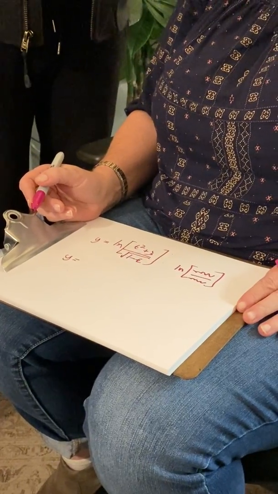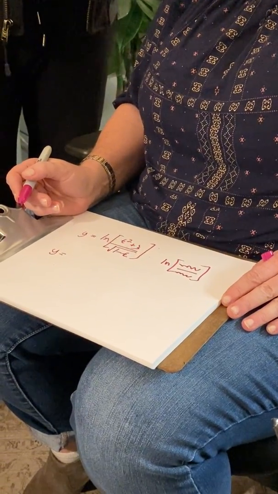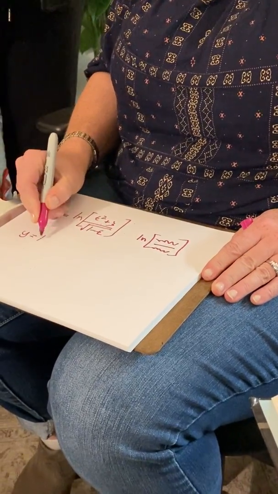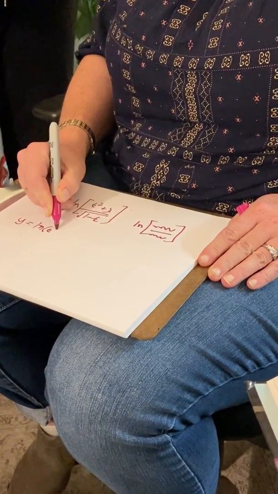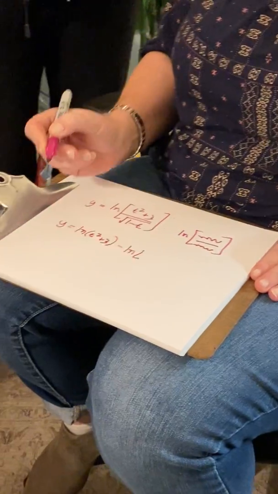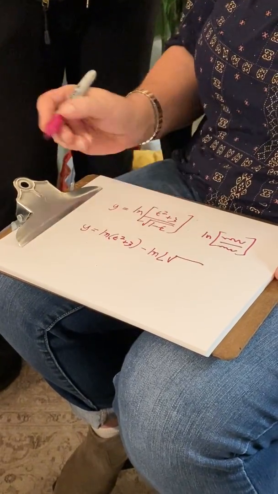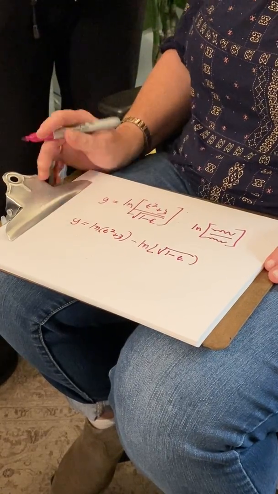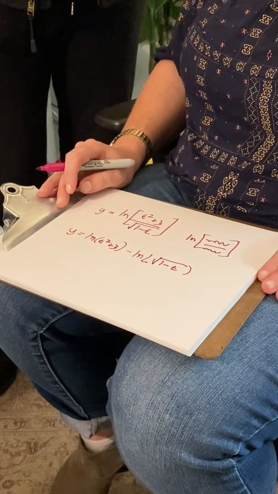So how do I split that up? I do the natural log of the top junk. So that would be t squared plus 3. That's the top junk. And what do I do with the bottom? Minus natural log of the bottom junk. So you don't even have to know what the top junk and the bottom junk are, right? So that would be t.